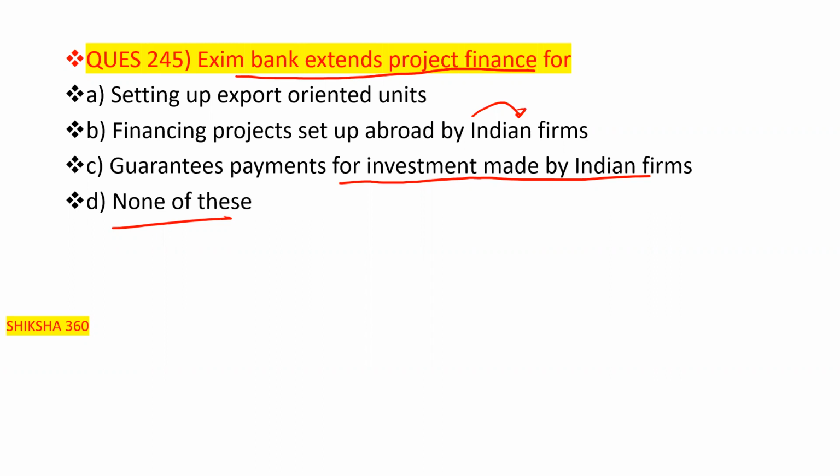So according to me, the correct answer is option number A, for setting up export oriented units. Clear? That is, Exim Bank extends project finance for setting up export oriented units. We have covered this under part 1, chapter number 7. Now move to the next question.